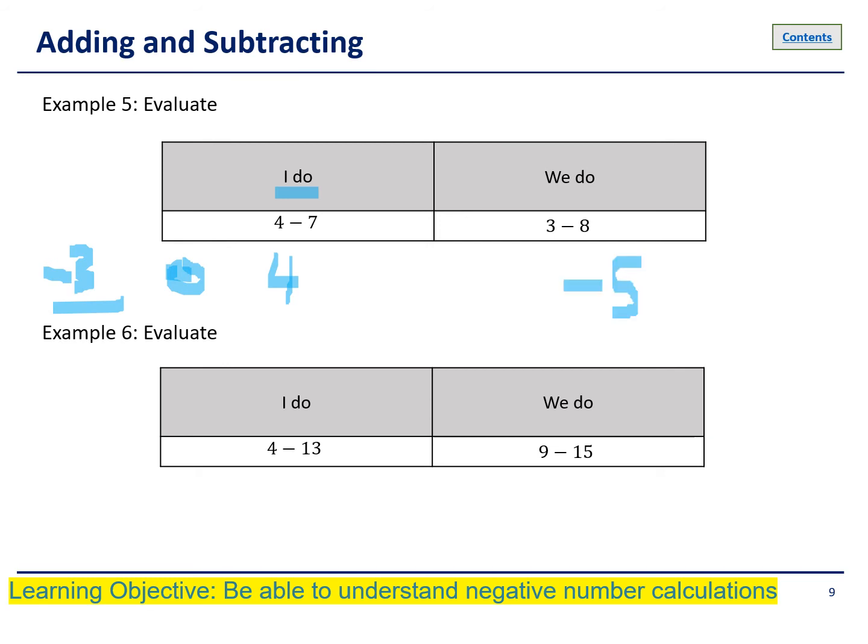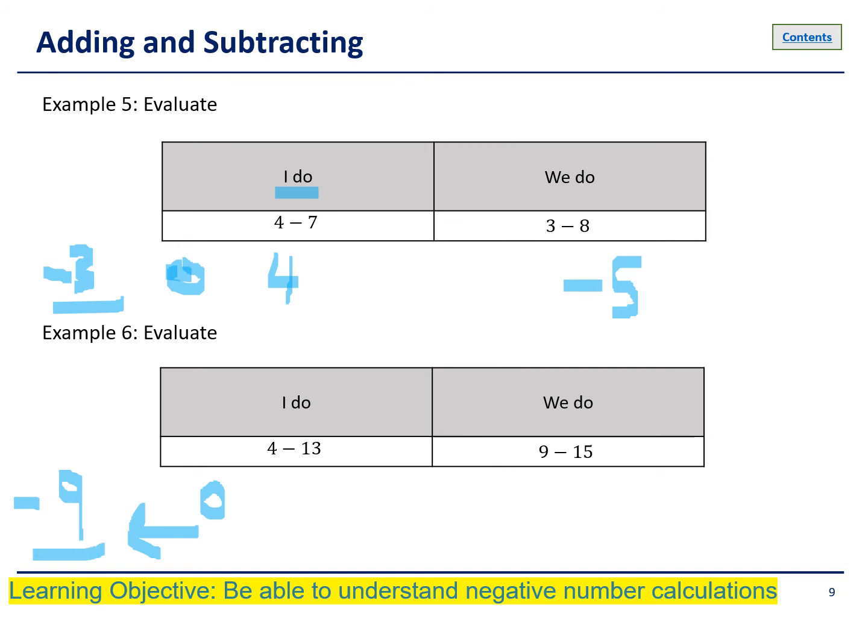Okay, the answer was -5. We should be starting to get good at these now. Onto the I do. 4 take 13. Well, if I get to 0, I take 4 off 13. So that leaves me with 9 left. So then all I need to do is go into the minuses, take 9 off, and I'm going to end up at -9, and that would be my answer.